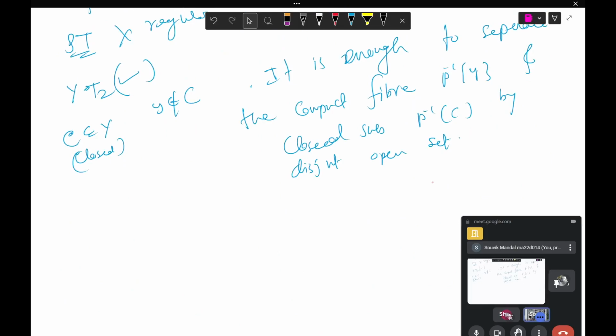Now try to show this. This is a hint, actually. Try to show that P inverse y and P inverse C can be separated by disjoint open sets. And of course, you need the regularity of X here. Take your time.